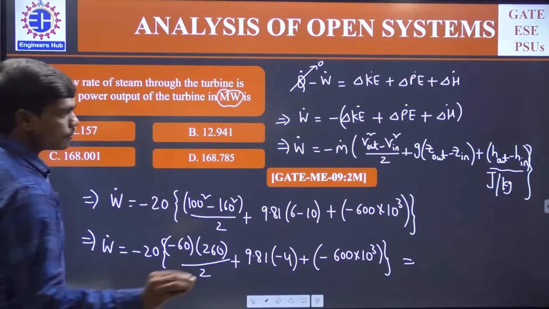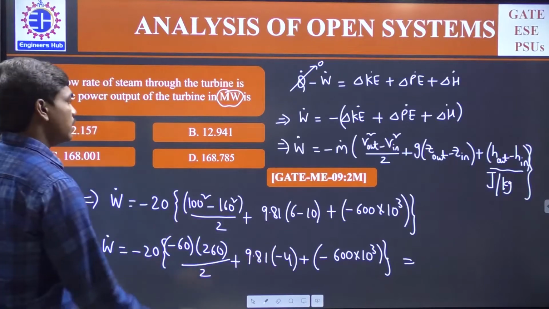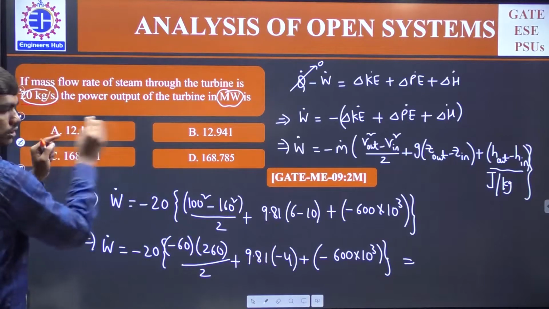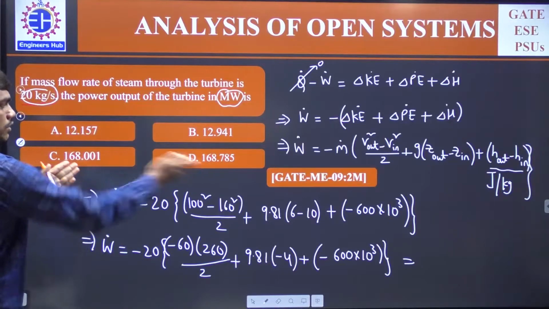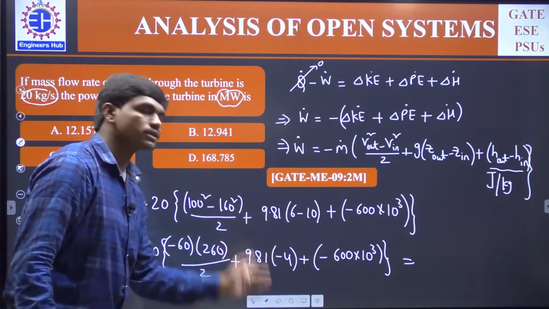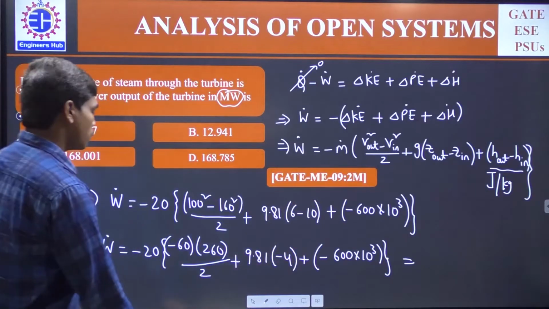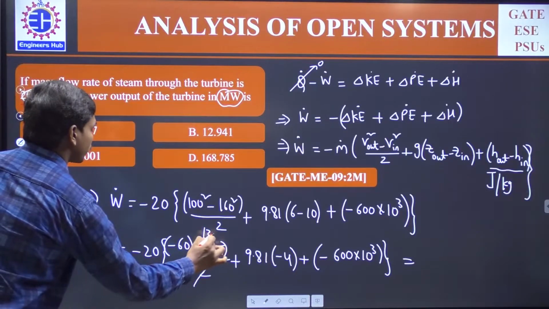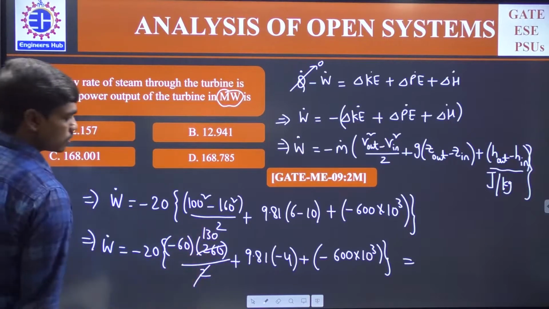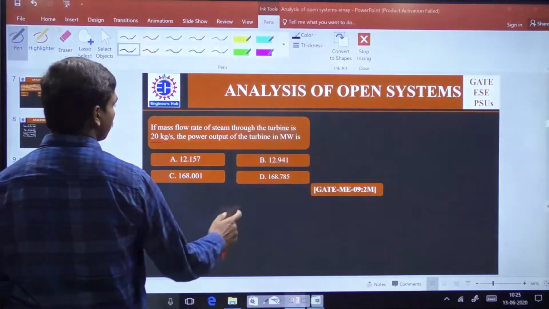See, actually in a turbine, the potential energy changes and kinetic energy changes are very small. But if you see, two options are very close, 12.157 and 12.941. And of course, these two options are also very close. So if you neglect some terms, there might be a chance that your answer gets diverted from the actual answer. So if you calculate this value, this is 130 times. So shall we calculate this value? Let us calculate by taking help of a calculator.